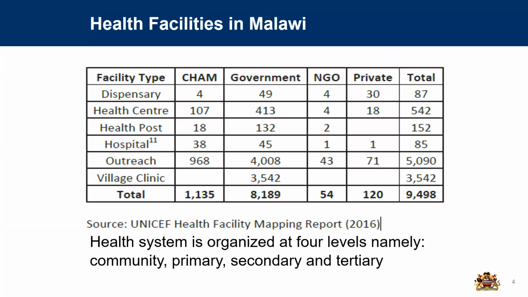We have almost 10,000 facilities, that's 9,498 facilities. This includes private NGO facilities, government-owned facilities, as well as faith-based facilities. And our health system is tiered into 4 levels: community, primary, secondary, and tertiary level of care.